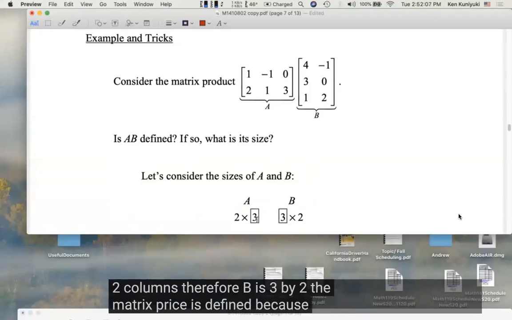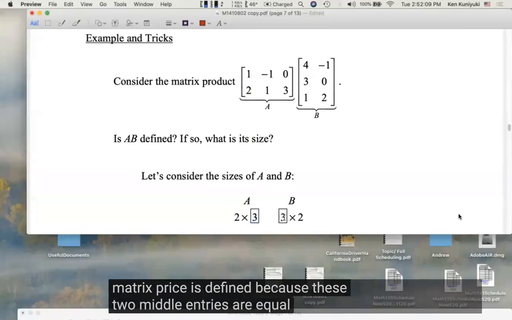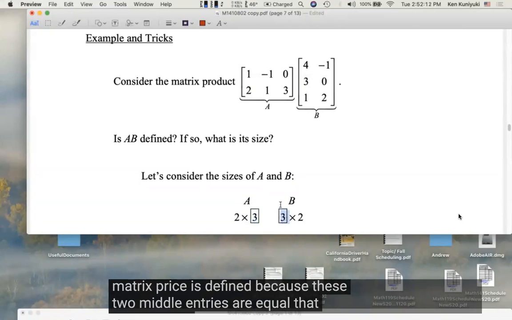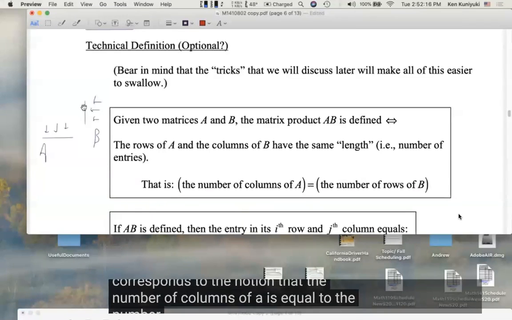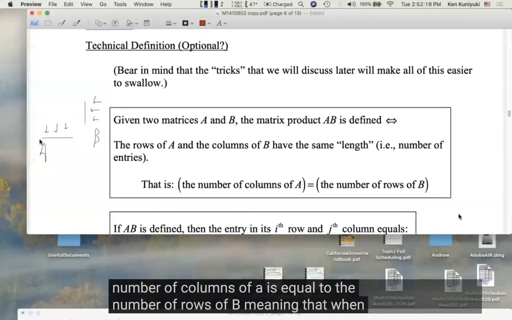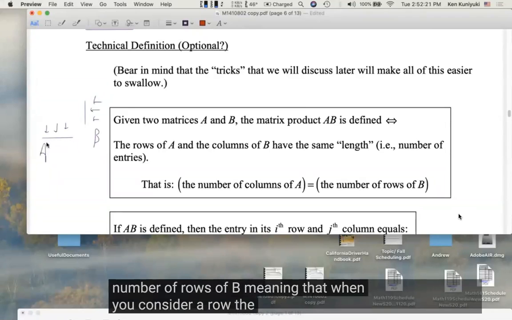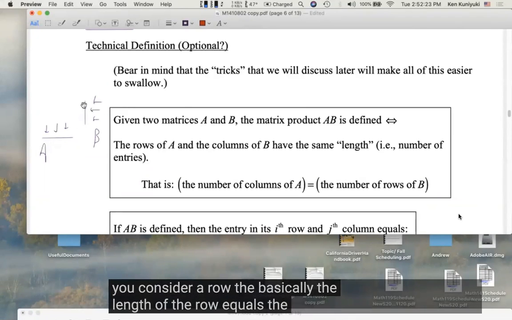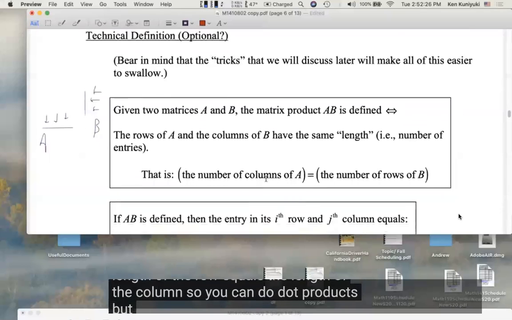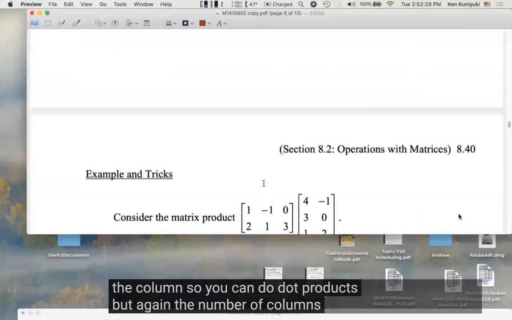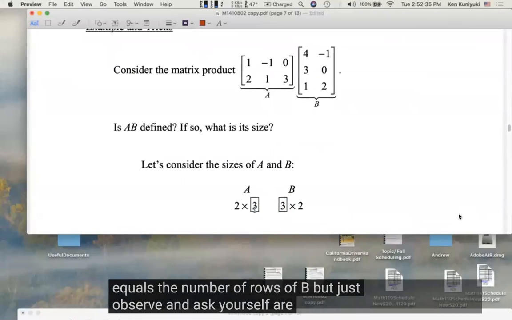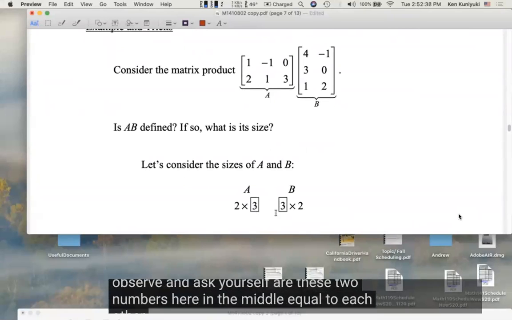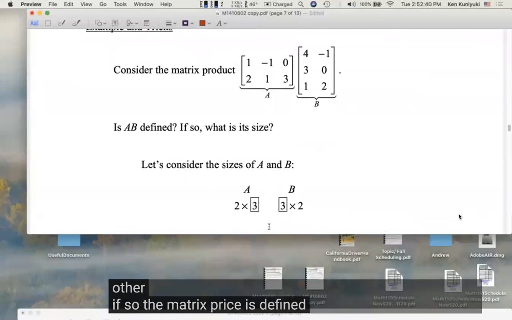The matrix product is defined because these 2 middle entries are equal. That corresponds to the notion that the number of columns of A is equal to the number of rows of B, meaning that the length of the row equals the length of the column, so you can do dot products. But again, the number of columns of A equals the number of rows of B. Just observe and ask yourself, are these 2 numbers in the middle equal to each other? If so, the matrix product is defined.